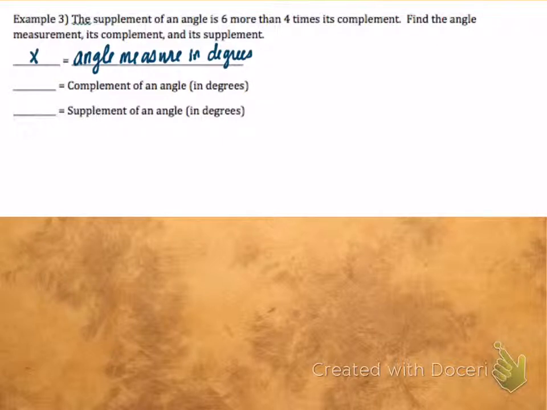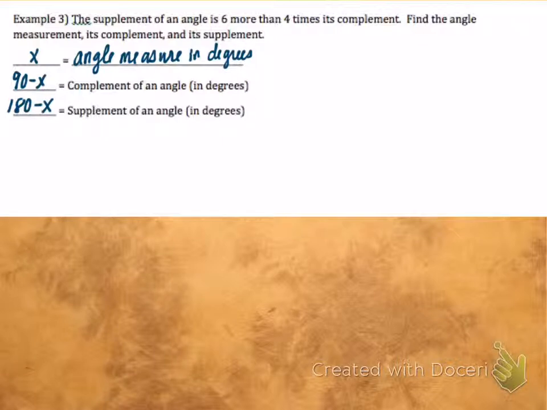And the complement of an angle is going to be whatever it takes to add that up to 90. So that would be 90 minus x. And so what do you think you would do for the supplement of the angle? All right, so that is 180 minus x.